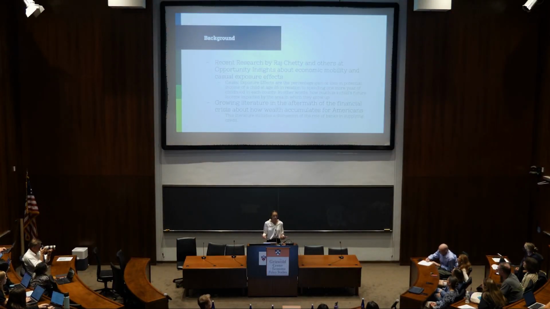So I came to this project from learning about the research by Raj Chetty and the Opportunity Insights team on what they call a causal exposure effect. A causal exposure effect is, think of it like a neighborhood effect: how does a child's future income when they're, say, 26 years old, how is that impacted by where they grew up?